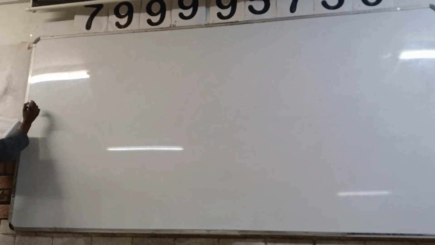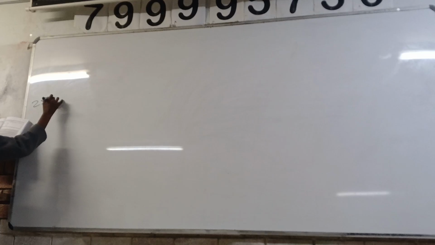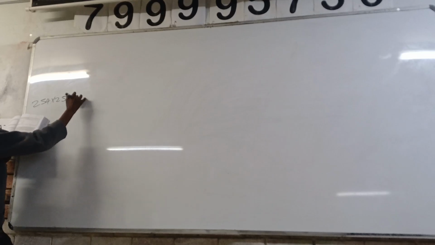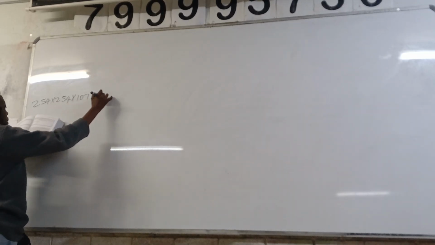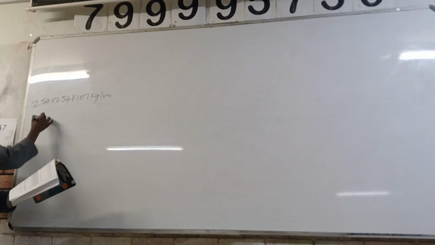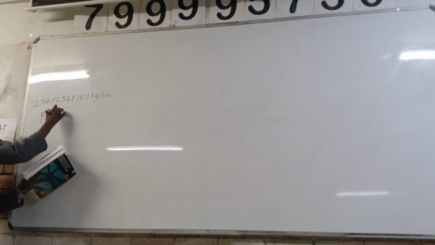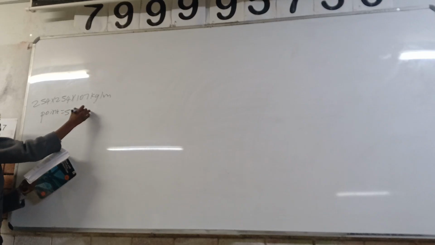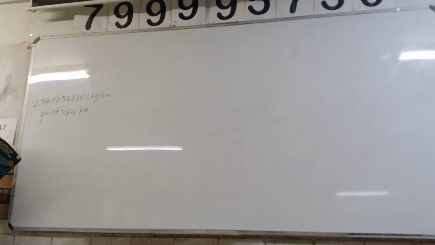Okay, page 217, example 3.18. A 254 by 254 by 107 kg per meter structural beam is required to support a point load of 54 kilonewtons. Calculate the maximum effective span of the steel beam.